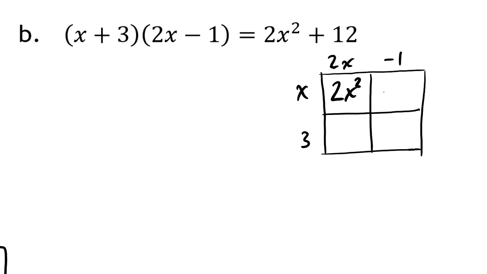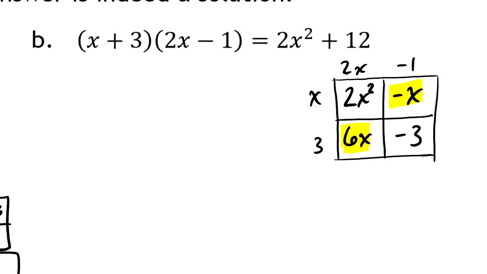In the next box over, I've got a negative x. That's negative 1 times x. In the lower left, I have 2x times 3, which is 6 times x. And then in the lower right, I have 3 times negative 1, which is negative 3. So two of those are like terms, right? I can combine the 6x and the negative x for 5x. So let's go ahead and rewrite this.